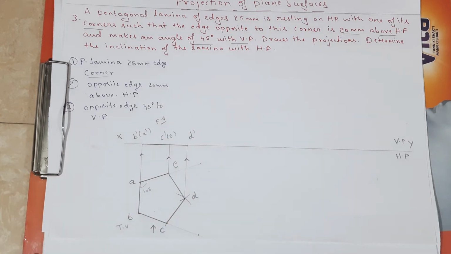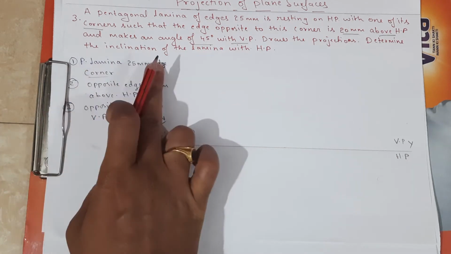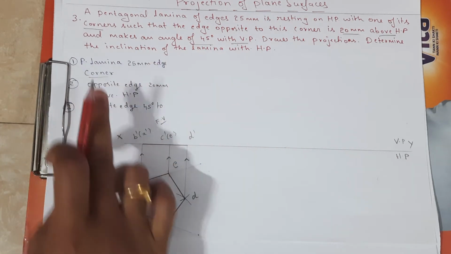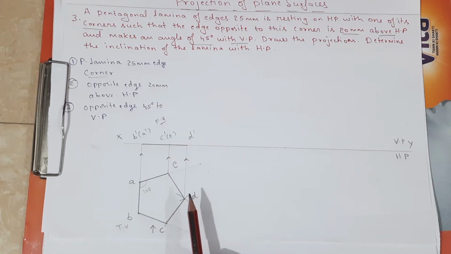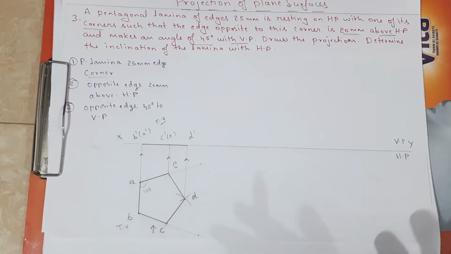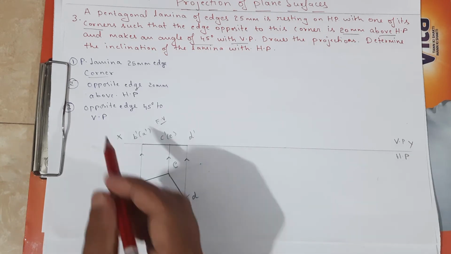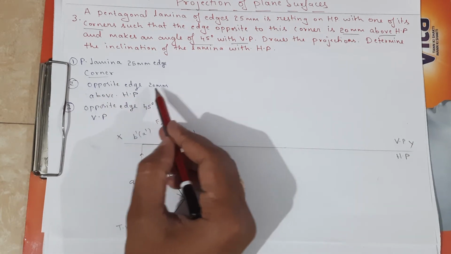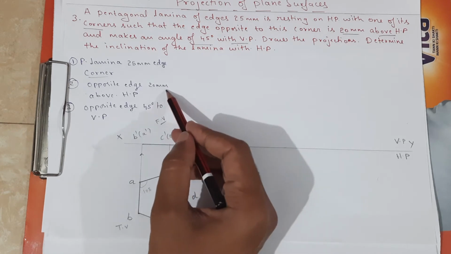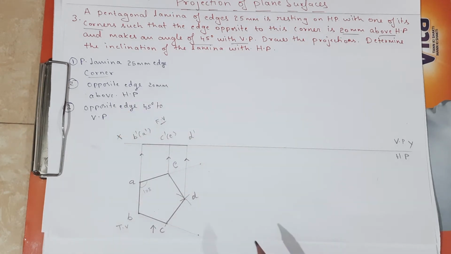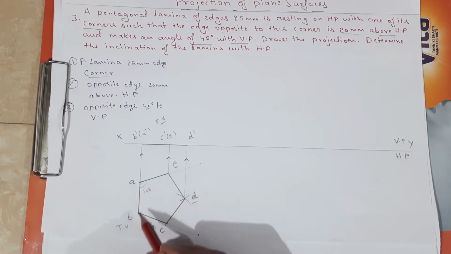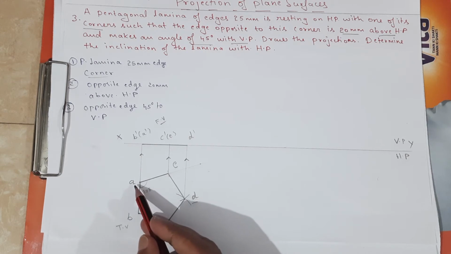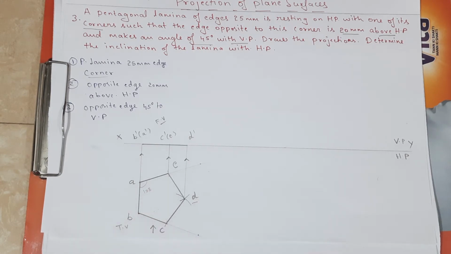So this is step number 1, pentagonal lamina resting on one of its corners. Therefore I draw the pentagon in such a way that one of its corners, that is D, is to the right side. Next, the edge opposite to this corner is 20 mm above HP. That means the resting corner is D, opposite to this is the edge AB. This edge AB is at a distance of 20 mm above the HP.